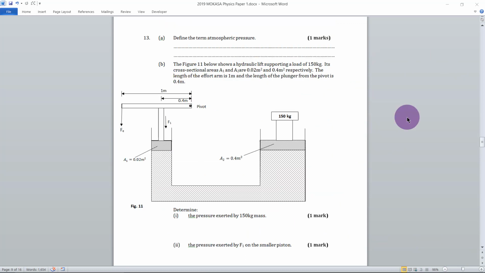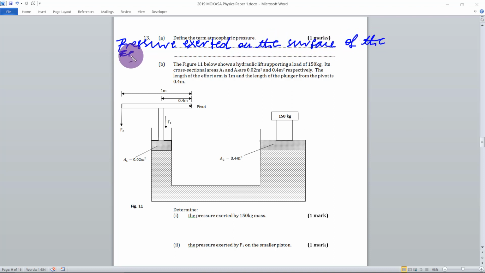In question 13, we are asked to define the term atmospheric pressure. Simply put, atmospheric pressure is the pressure exerted on the surface of the Earth by the weight of the air column above it. So that's it. Atmospheric pressure is the pressure exerted on the surface of the Earth by the weight of the air column.